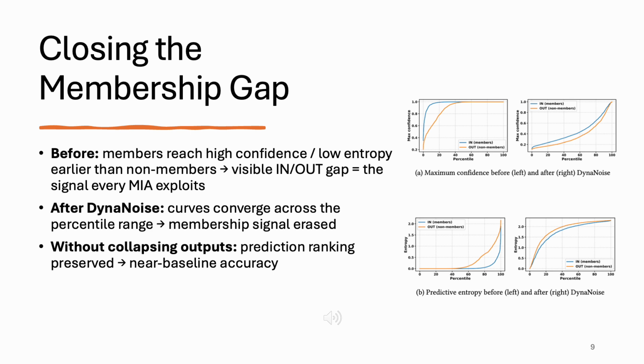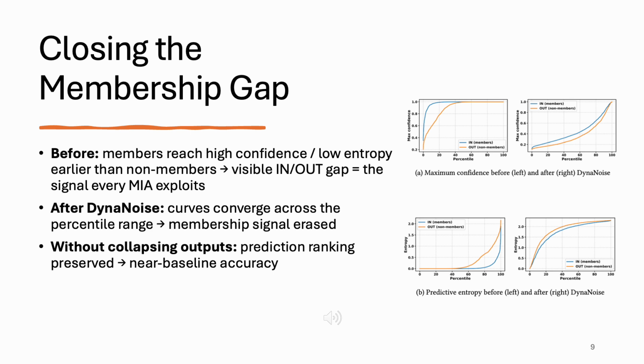Look at the before plots on the left. Members reach high confidence and low entropy at much earlier percentiles than non-members. That gap between the blue and orange curves is the membership signal. Every attack we evaluated, from simple thresholding to LiRA, ultimately exploits this gap.